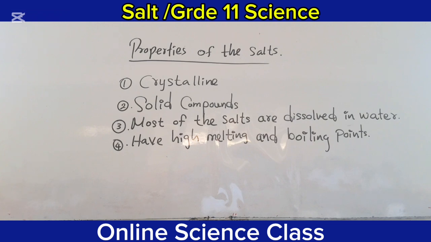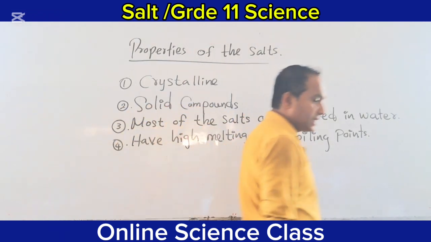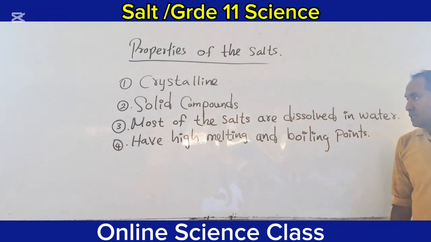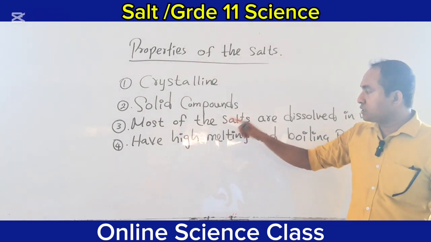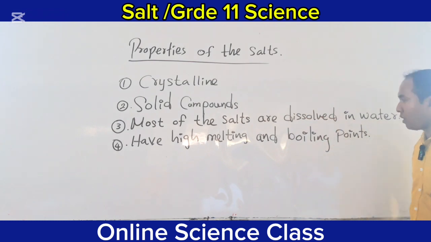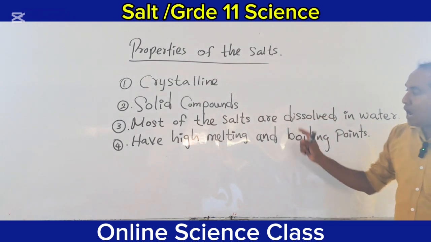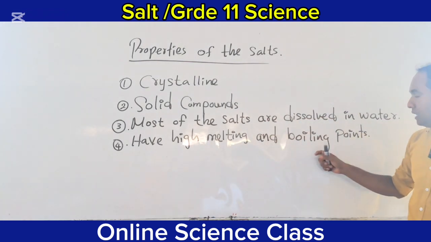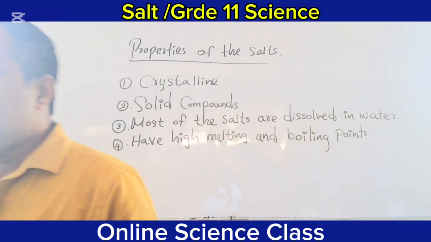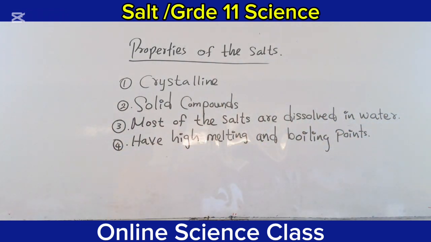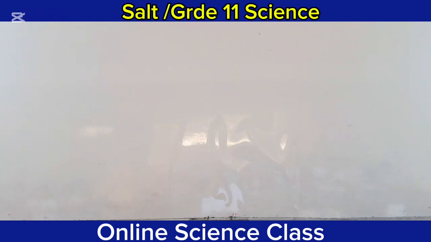Now we learned about the properties of the salt. Tell me, what are the properties of the salt as you learned? Crystalline, solid compounds. Most salts dissolve in water. They have high melting and boiling points. Right, those are the properties of the salt.